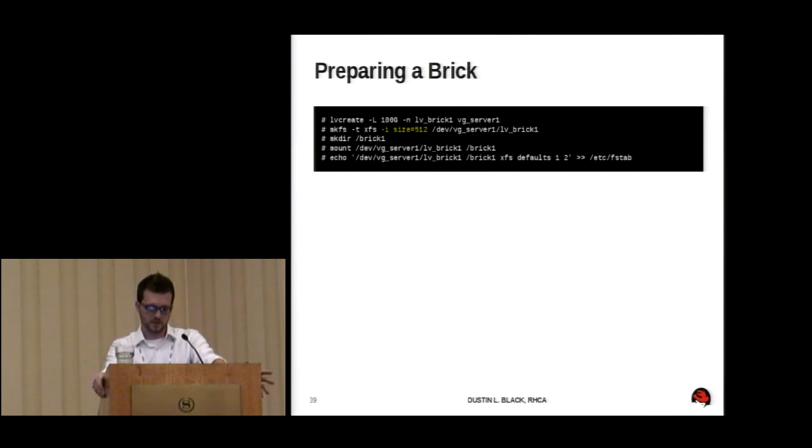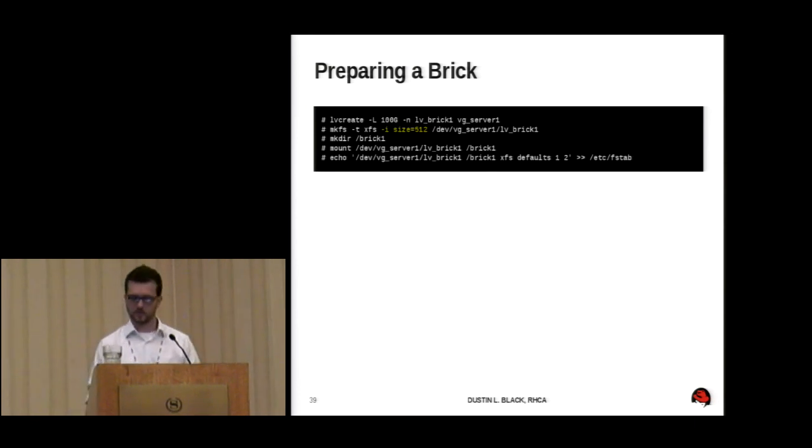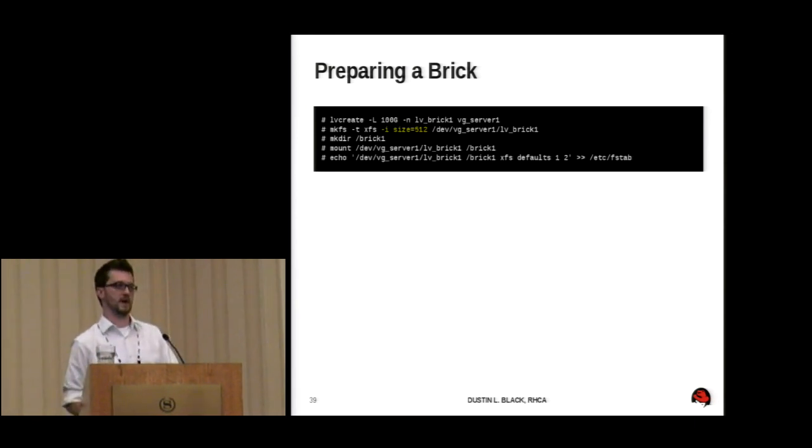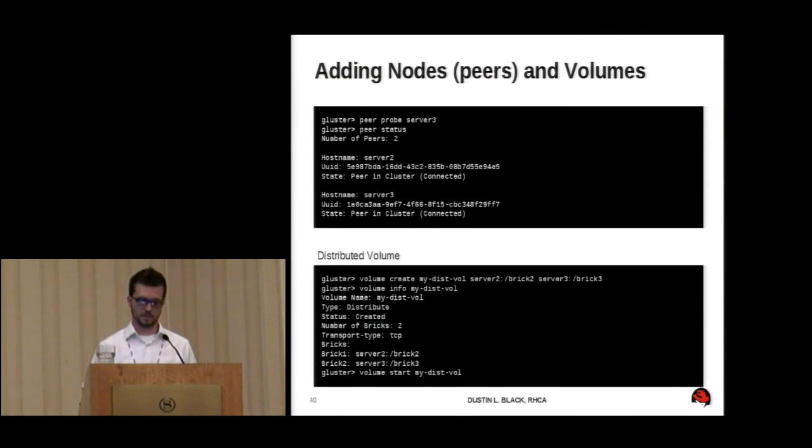So all we've done here is create a logical volume and a file system on it. In this case, I do highlight and point out that we set the inode size to 512. This is important so there's enough room for the metadata information to be stored. Otherwise, additional blocks are going to have to be used to store that information. We've created a directory, we've mounted that directory up, and we've set it up in fstab so it's always going to mount. That's all there is to a brick. Okay, we just created a file system.